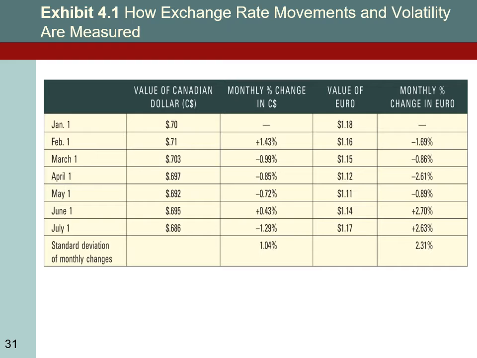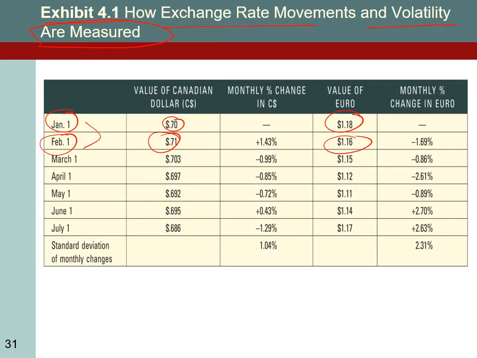Here we go. Exhibit 4.1 shows us how exchange rate movements and volatility are measured. On January 1st, the price of the Canadian dollar is $0.70, and on the same day the value of the euro is $1.18. On February 1st, the Canadian dollar price increased to $0.71 and the euro to $1.16. So what happened here? Let's find out whether the currency has appreciated or depreciated.